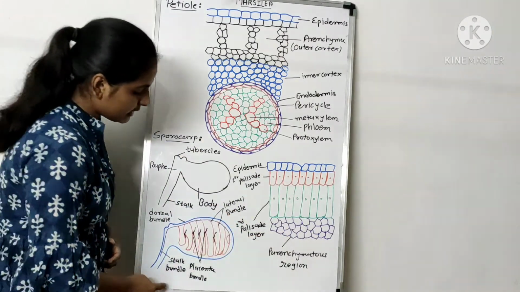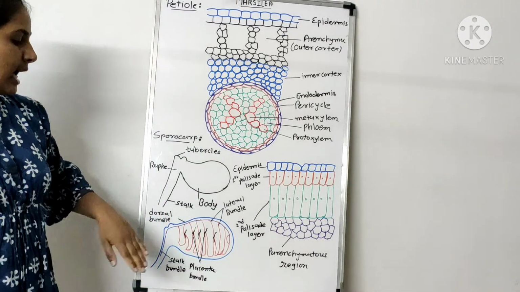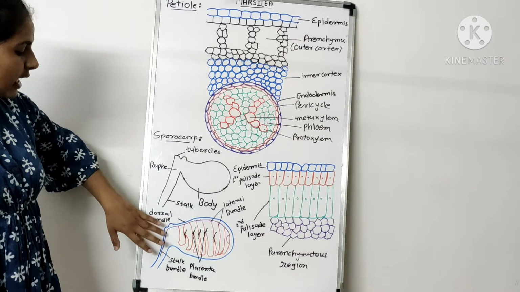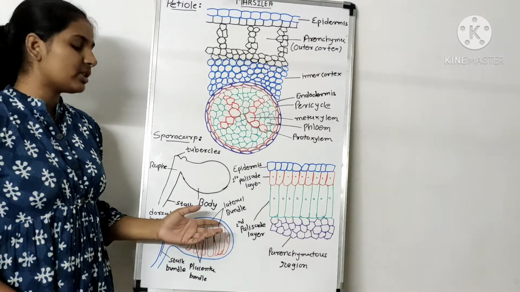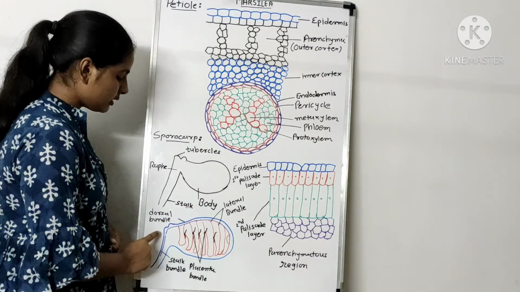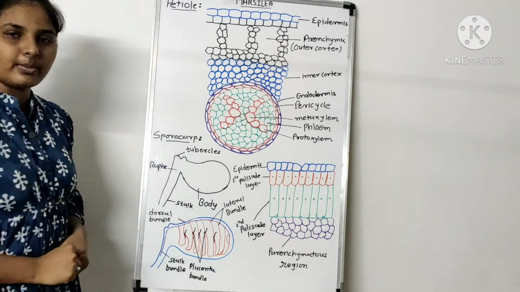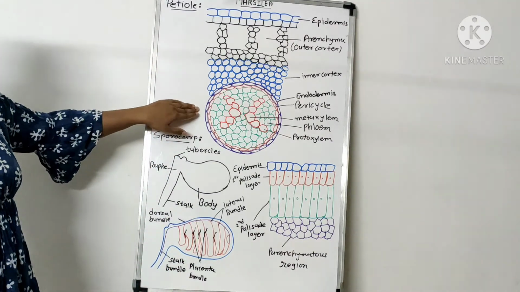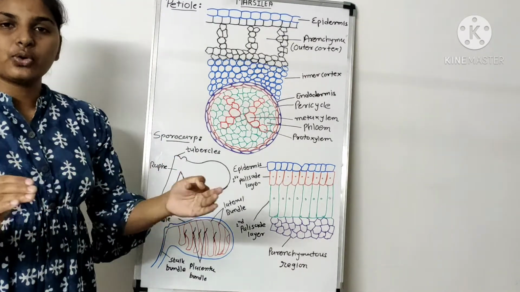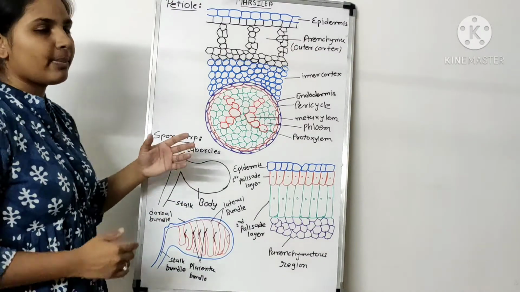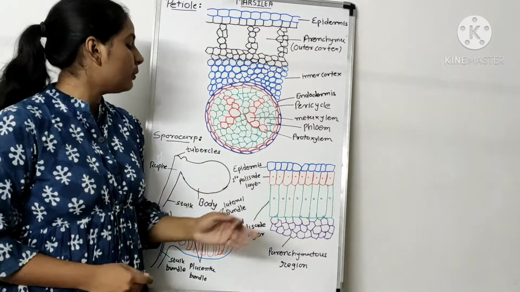Okay, this is the vascular system of the sporocarp. You now know how it gets its vascular system, from the petiole. After that we talk about the sporocarp body wall. This is the sporocarp body wall.